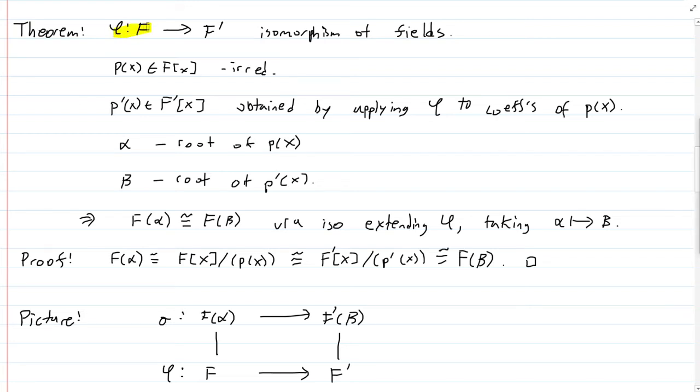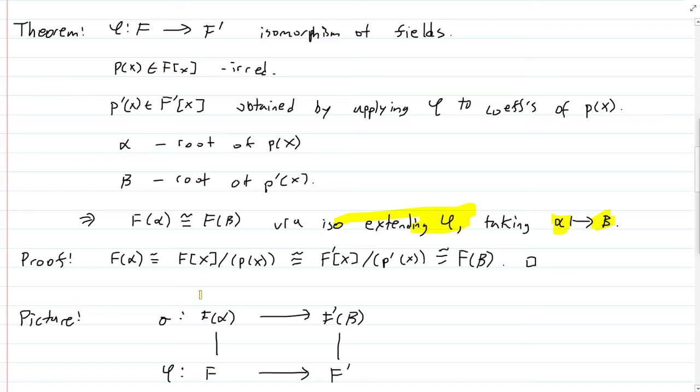Let's see. So you have an isomorphism phi between two fields. So it's an isomorphism of fields. We have a polynomial p of x with coefficients in f, which is irreducible, and the polynomial p prime of x with coefficients in f prime, which is obtained by applying phi to the coefficients of p of x. So it's the same situation, but these are irreducible. And alpha is a root of p of x, and beta is a root of p prime of x. And the conclusion of this theorem is that f adjoin alpha is isomorphic to f adjoin beta via an isomorphism extending phi, taking alpha to beta.